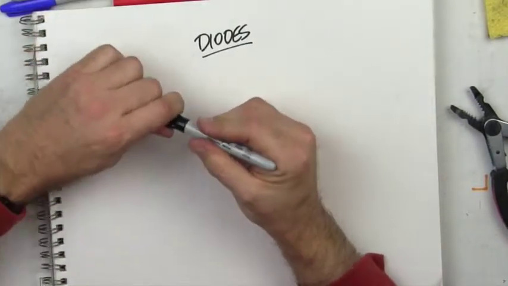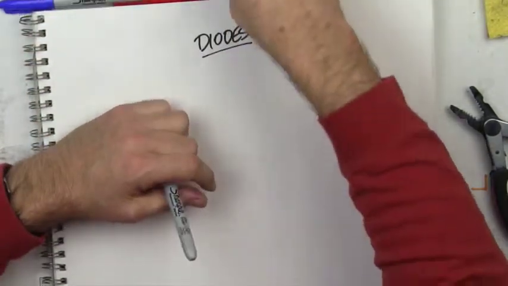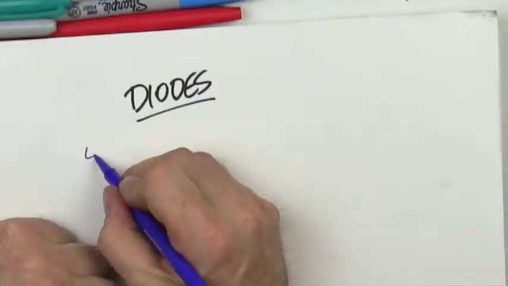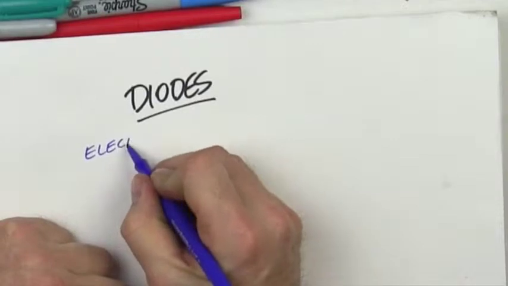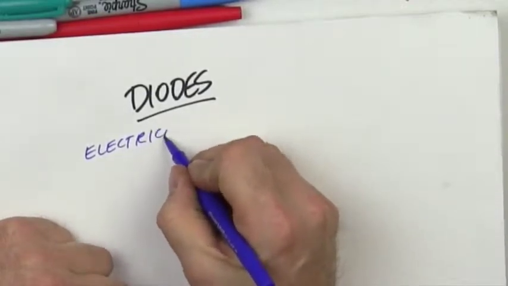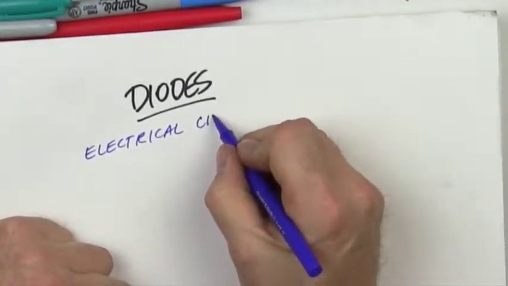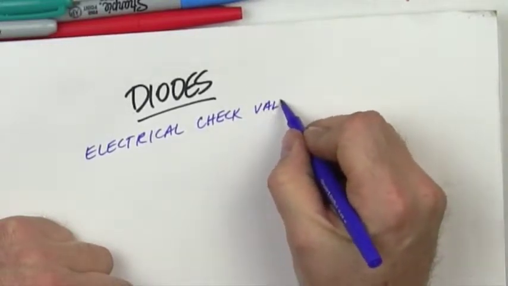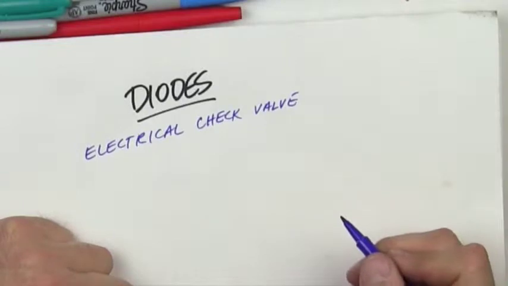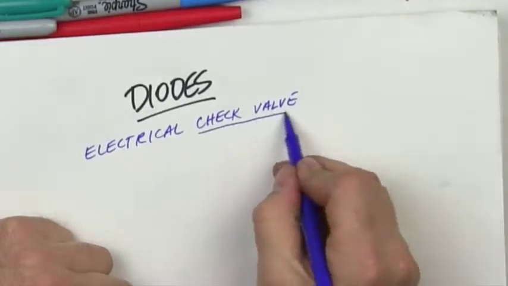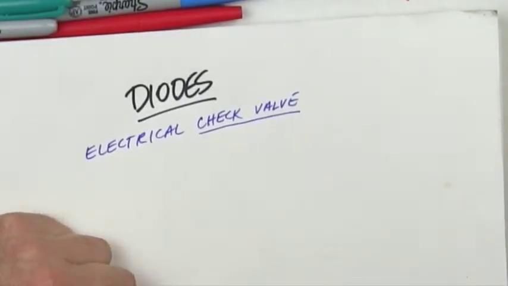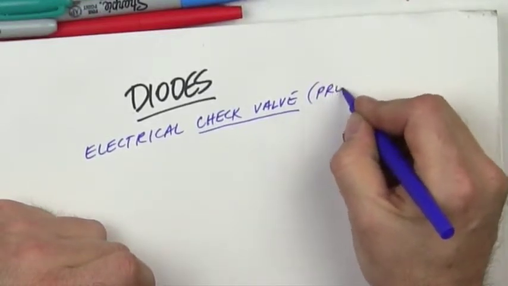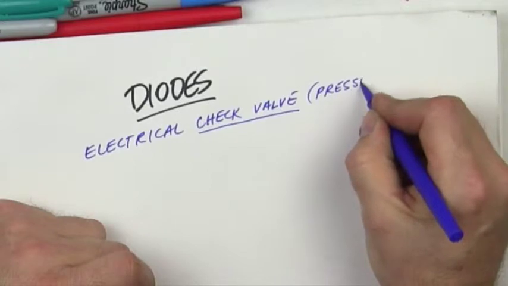A lot of people want to refer to diodes as electrical check valves, which is completely okay to me. I don't have a problem with that. But what you have to remember is that even a hydraulic check valve doesn't work on flow. Check valves work on pressure. The pressure is what pops the valve open.